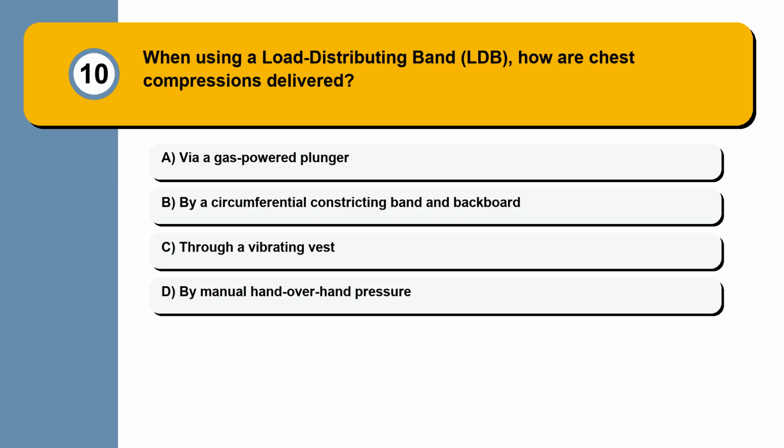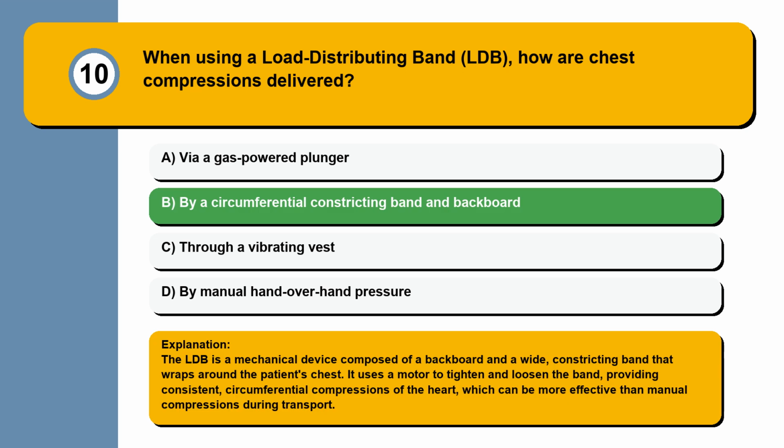Question 10. When using a load distributing band, LDB, how are chest compressions delivered? Via a gas-powered plunger, by a circumferential constricting band and backboard, through a vibrating vest, by manual hand-over-hand pressure.